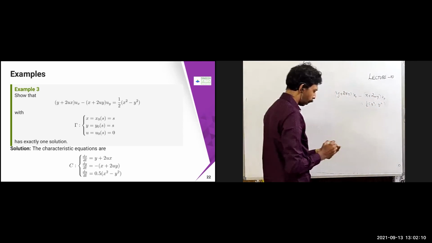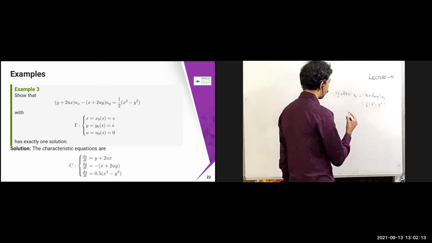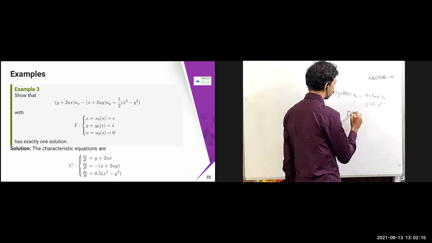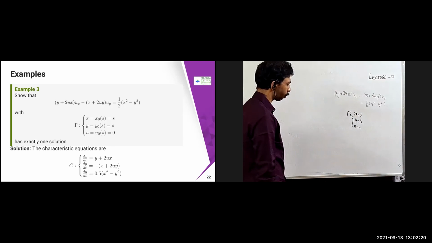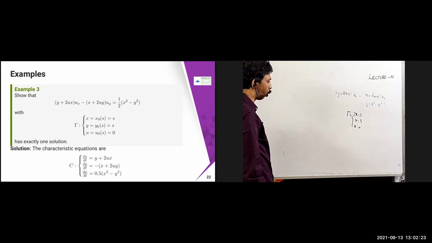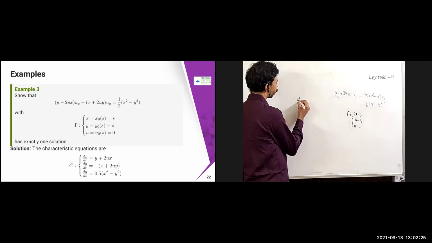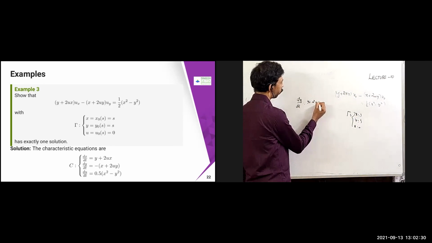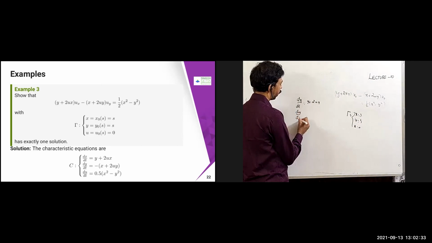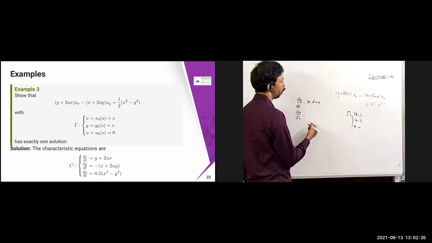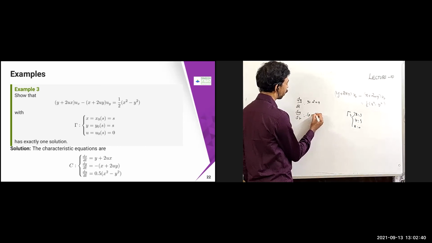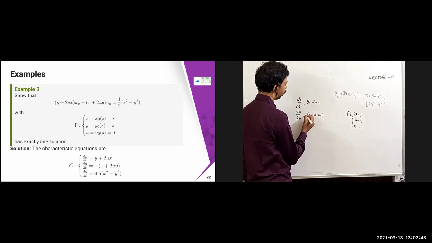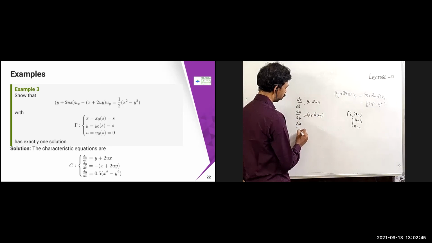Let us solve this. The initial condition given is x equal to s, y equal to s, and u equal to the initial condition. This has exactly one solution that we have used. So again, I can take the characteristic system dx by dt equal to y plus 2x, dy by dt equal to half x. Here t or s doesn't matter. Some places use t, some places use s, that doesn't matter because that is just a dummy variable.